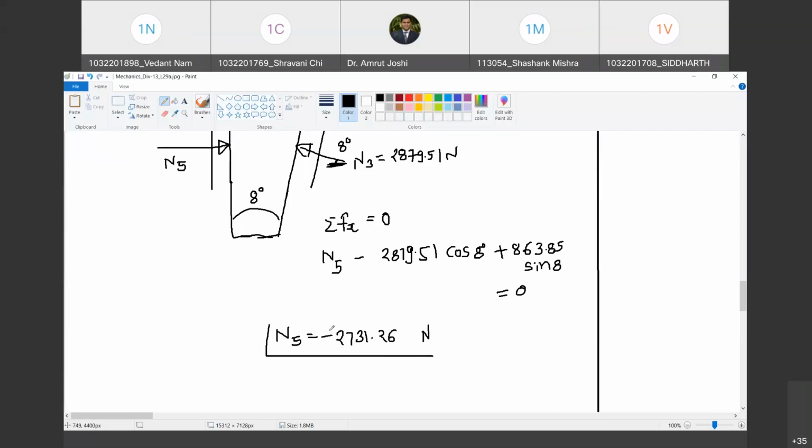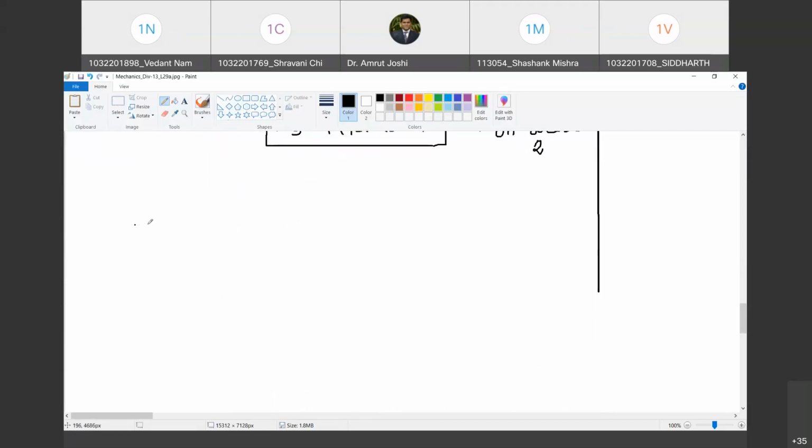Yes, sir. And it is positive, therefore it is towards right on wedge 2. Are you with me? Yes, sir. Fine. So N5 is now known. Now how do we find out P? By applying summation Fy equal to 0.